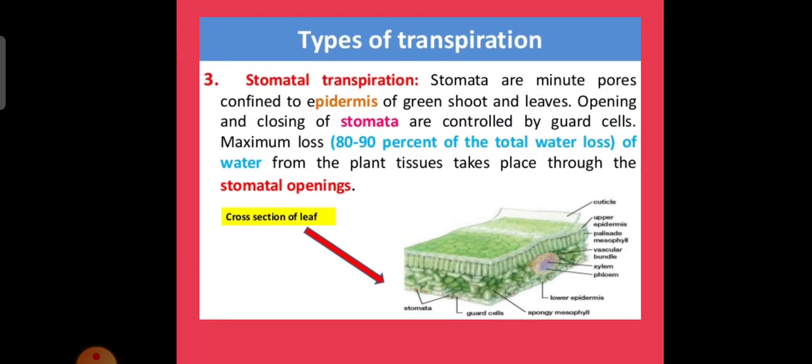The third type of transpiration is stomatal transpiration. Stomata are the minute pores in the leaves. The transpiration that occurs through the stomata is known as stomatal transpiration. 80 to 90% of the total water is lost through stomata. So the maximum transpiration takes place with the help of these small opening pores known as stomata.